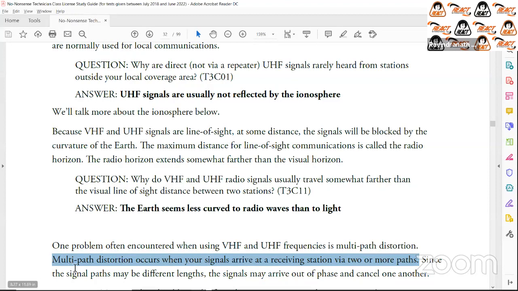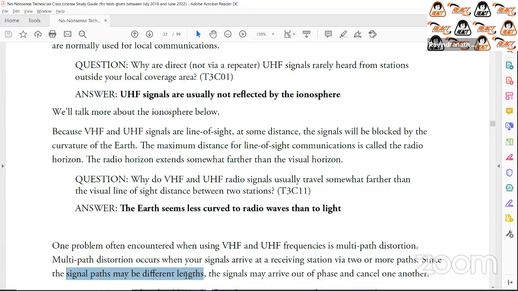And they make the point here, when the signals arrive, they may be going through different lengths. And as a result, they may arrive at the receiver out of phase and they might cancel one another. So just bear that in mind, that signals leaving a transmitter may arrive using different pathways and cause multipath distortion or cancellation of the signal when it comes via different pathways.